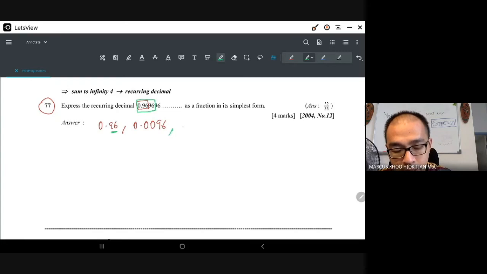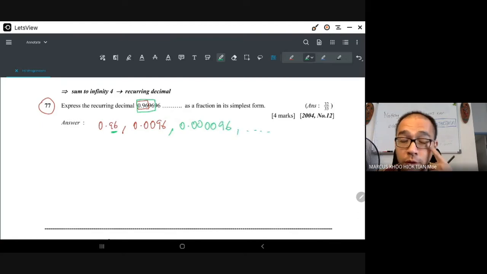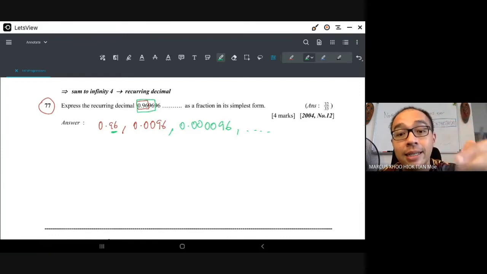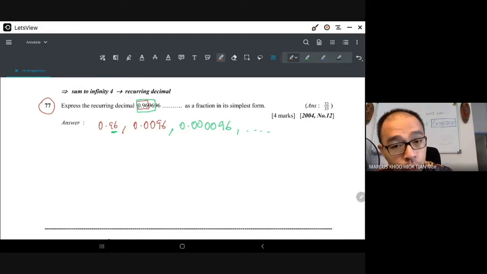And then the third one is 0 point. How many zeros in front? 4, right? So 0.000096, and so on and so forth. So it is a recurring decimal. Actually, it's a geometric progression, but it is a geometric progression that is getting smaller and smaller. There are some books which will write it like this, 0.96 with the dots on top. It is the same thing, it means the same thing.